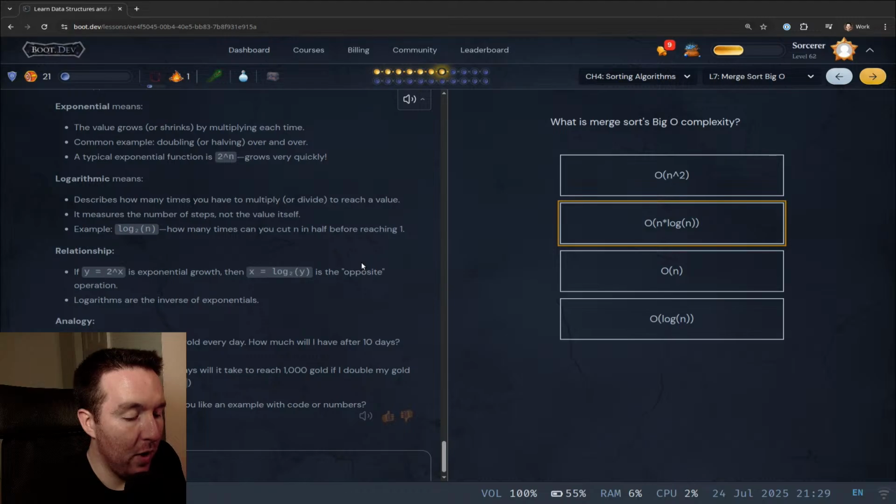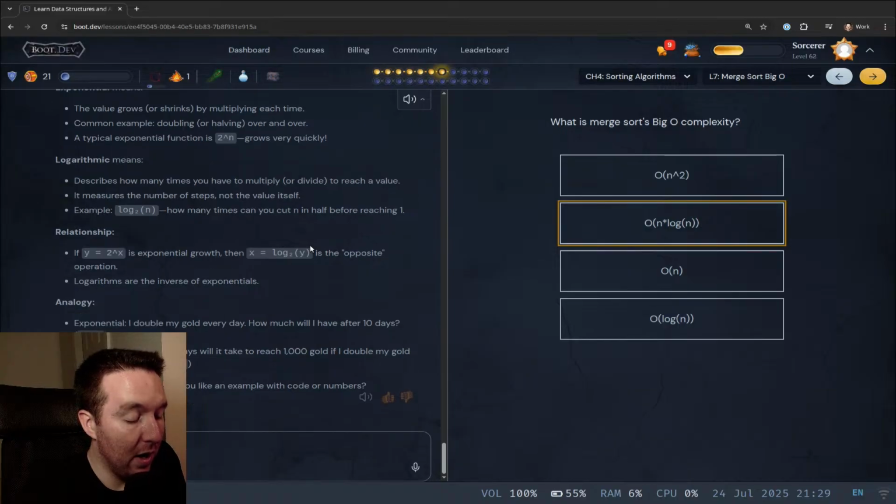Example: how many times can you cut n in half before reaching 1? Relationship: if y equals 2 to the power of x is exponential growth, then x equals log 2 y is the opposite operation. Logarithms are the inverse of exponentials. Analogy. Exponential: I double my gold every day. How much will I have after 10 days? Logarithmic: how many days will it take to reach 1,000 gold if I double?